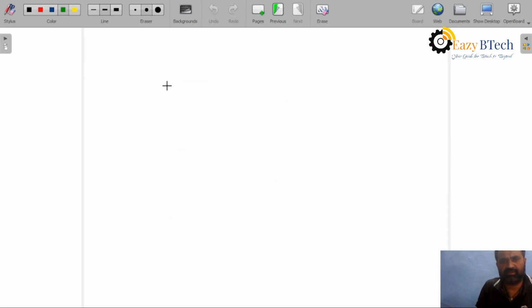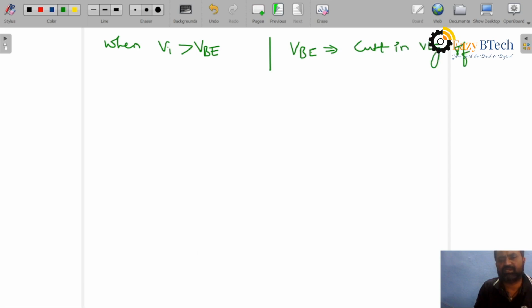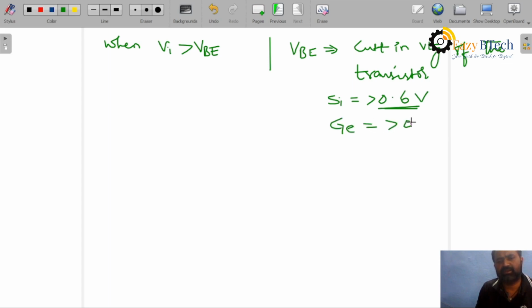When Vin is greater than VBE, where VBE is the cut-in voltage of the transistor, that is, if it is silicon, it should be greater than 0.6 volts. If it is germanium, it should be greater than 0.2 volts. Or similarly, we will approximate this. Current can conduct after 0.6, and below 0.6 volts the current through the diode is negligible. Above 0.6, the current rapidly increases. It is also the same here.